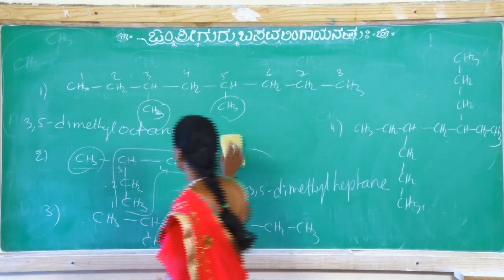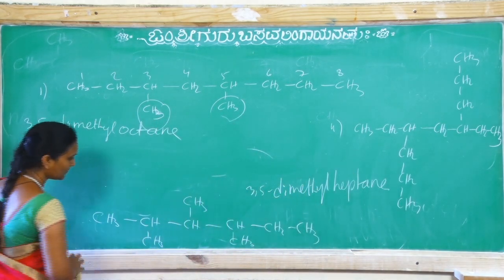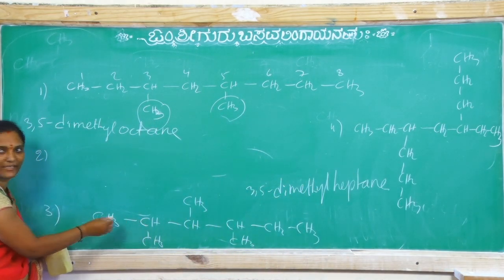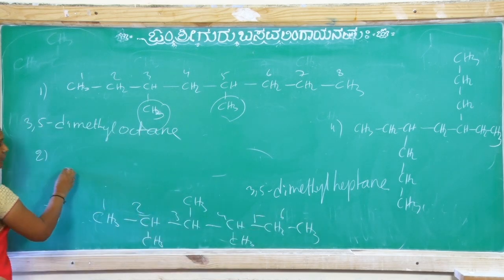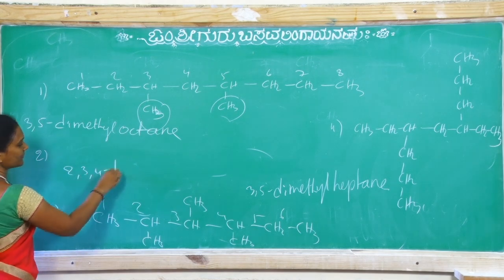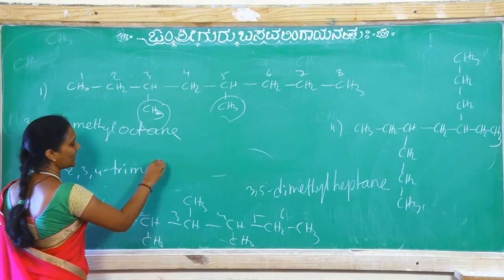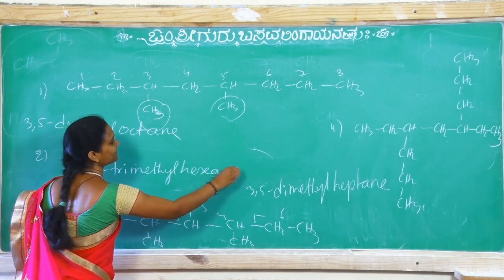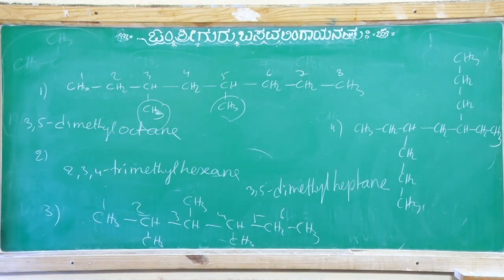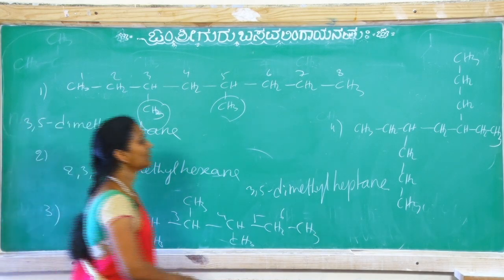I'll drop this. From this side, the least sum we are getting: 1, 2, 3, 4, 5, 6. 2, 3, 4 trimethyl hexane. Trimethyl hexane. Okay. Last one.